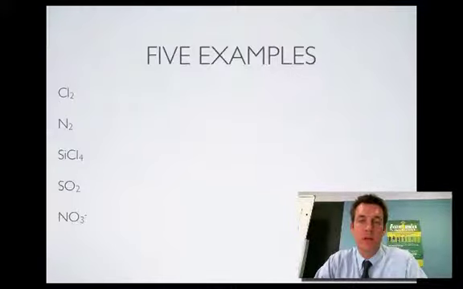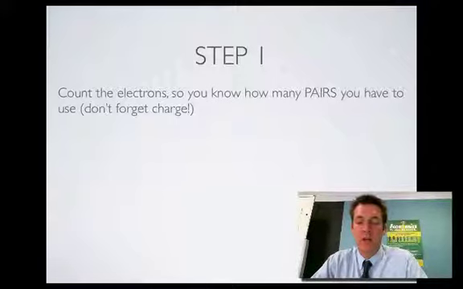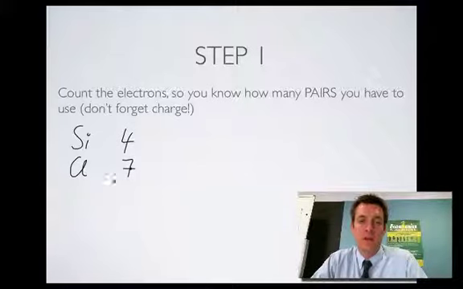Next example, SiCl4. First of all, let's start off by looking at what group they're all in. Silicon is in group 4. Chlorine is in group 7, but we had 4 Cls, so 7 times 4. Altogether that makes 32 electrons, which is 16 pairs.